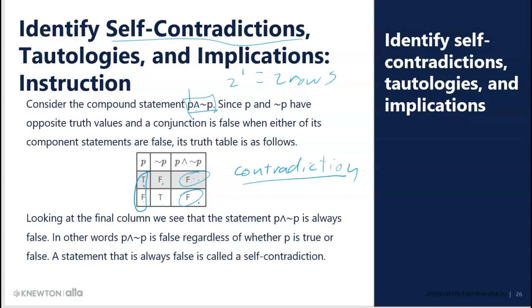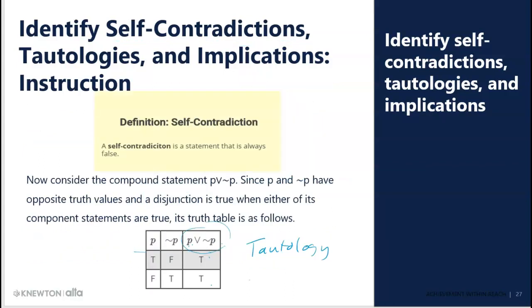Saying P and not P, I am going to the store and I am not going to the store, is contradictory. That makes no sense at all. It's kind of nonsensical. But if all of the outputs in the final column of your truth table are false, we call that a contradiction. And in this case, for a statement, they call it a self-contradiction. Some other books just say contradiction.